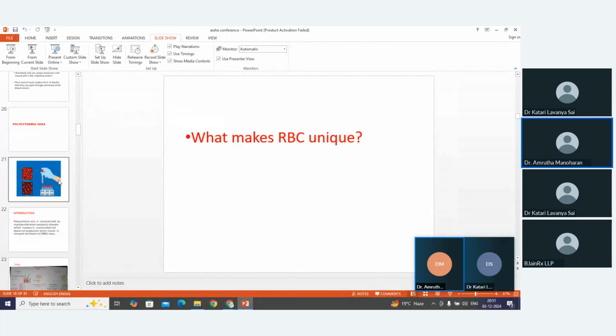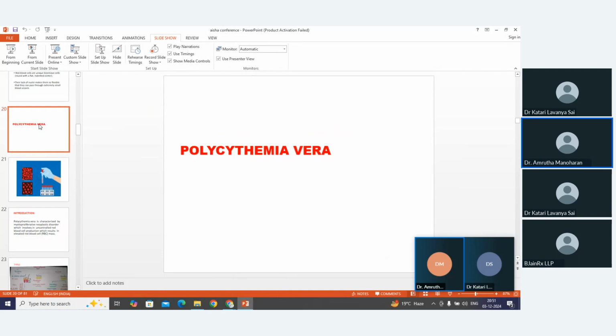So we are directly going to polycythemia vera. Polycythemia vera is a typical condition and one of the rare conditions. From the picture, you can see the normal blood smear and also the blood smear in case of polycythemia. Now next slide. In polycythemia, we can see an increased number of red blood cells. From the figure itself, it is known that the number of red blood cells will be more.